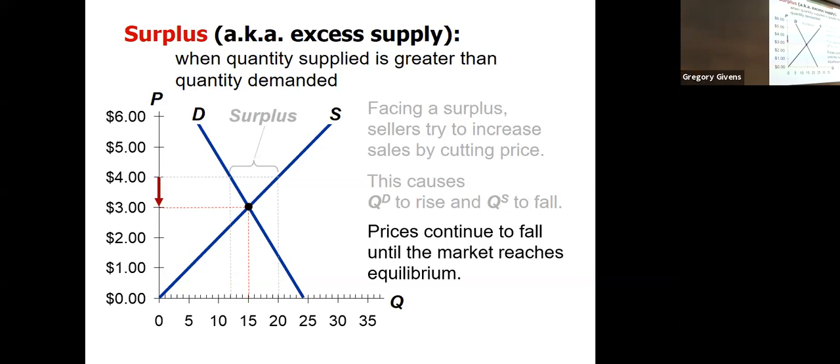What is the cost to the marginal seller of supplying the 15th unit of this good? Trace up to the supply curve and over, and it's exactly $3. That's the point at which the value to the marginal buyer is equal to the cost to the marginal seller. Those two things balance, they perfectly offset one another, and the market is going to be in equilibrium.